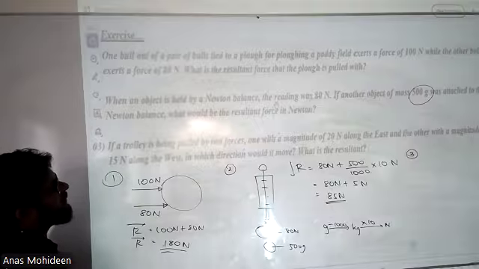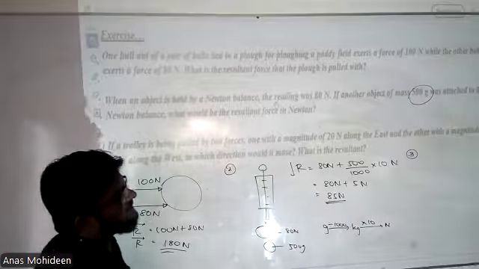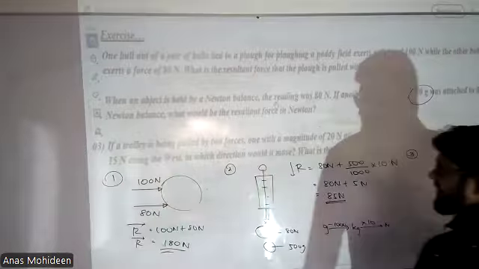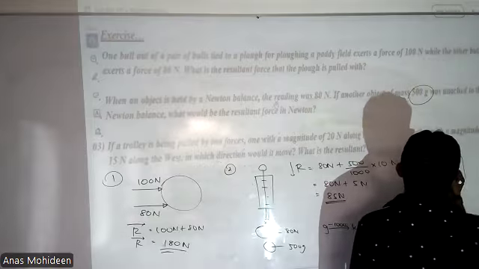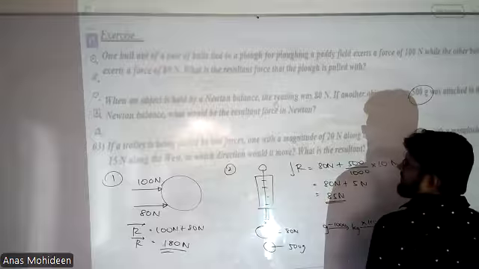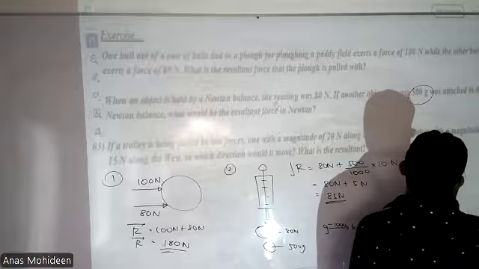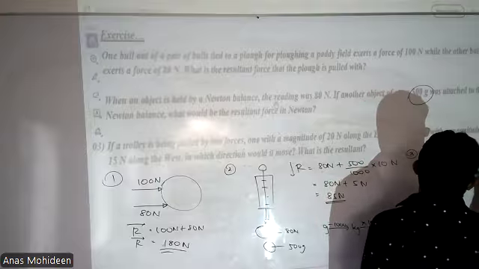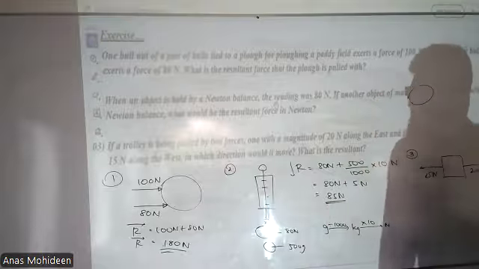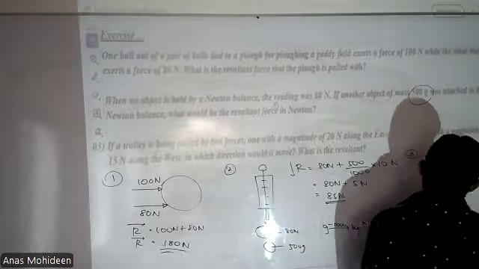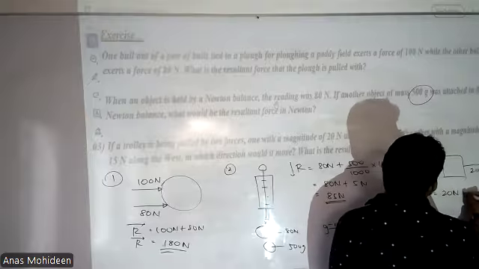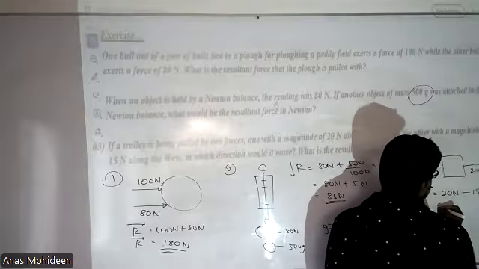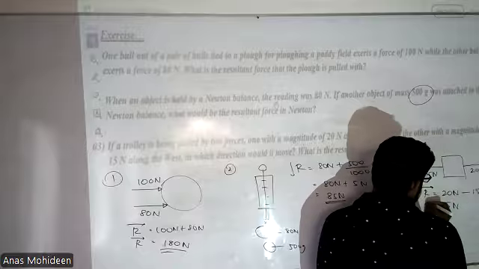A trolley is being pulled by two forces, one with 20 newtons along the east and the other with a magnitude of 15 along the west. Right? The west 15, to the east 20. What is the direction of the move? What is the result? Now for the result I take this direction plus 20 newtons, minus 15 newtons. So 5 newtons to the east.